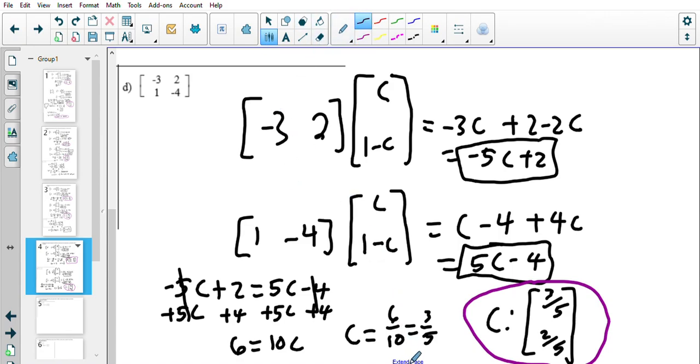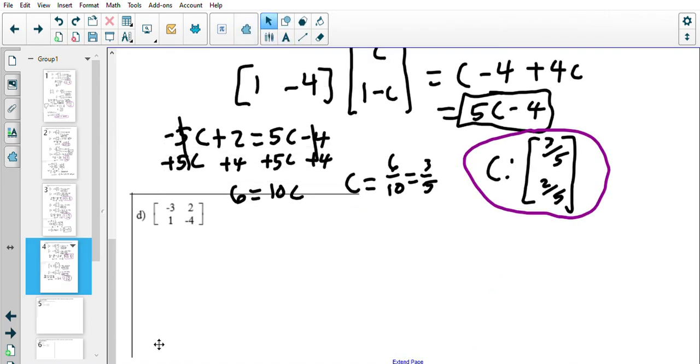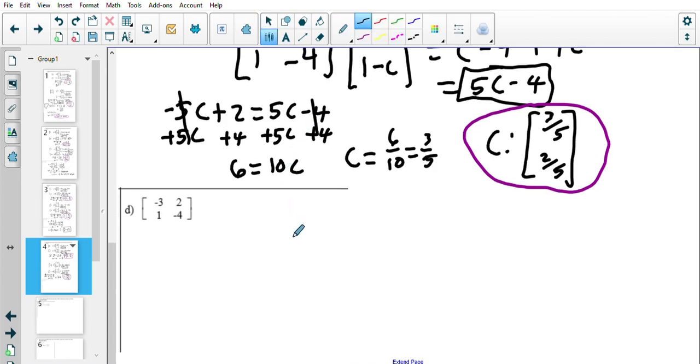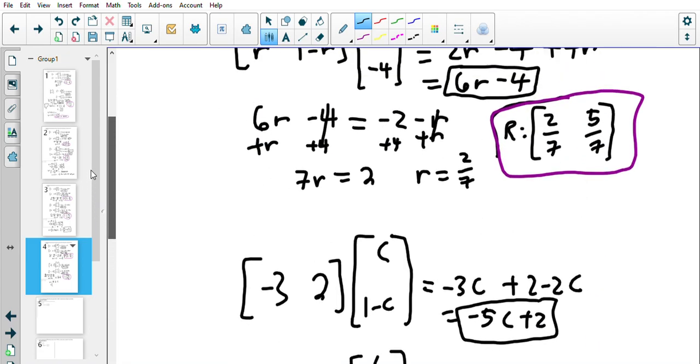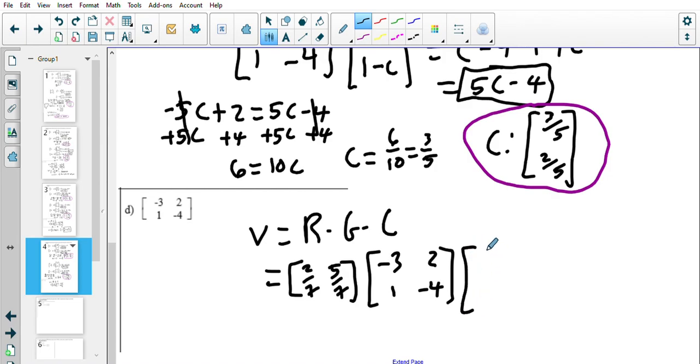Okay, so that just leaves the finding of the value of the game, right? So one last time, the value equals the row times the game times the column. Our row, if I recall, was 2/7, 5/7. Our game here, negative 3, 2, 1, negative 4. And our column, 3/5, 2/5.